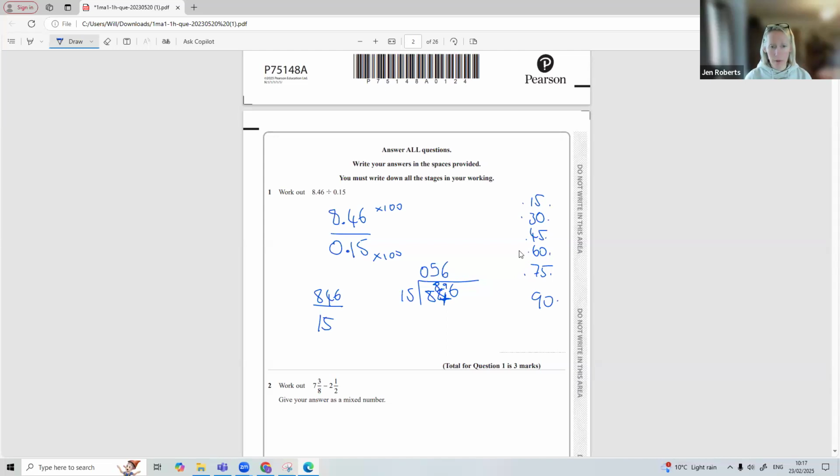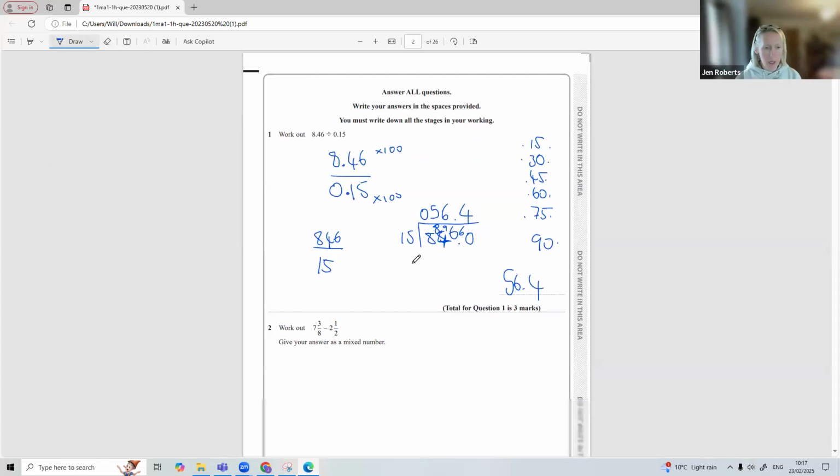Got a remainder, so we need to add a decimal point here. Got to 90, want to get to 96, the remainder 6. 15s into 60, 4. So your answer should be 56.4.